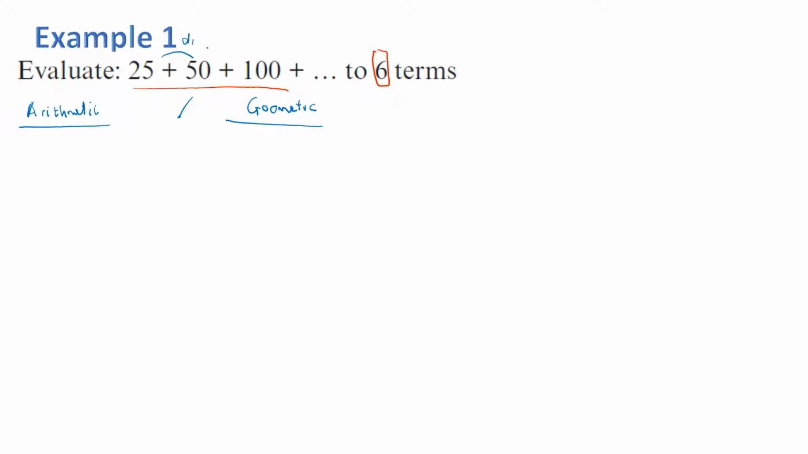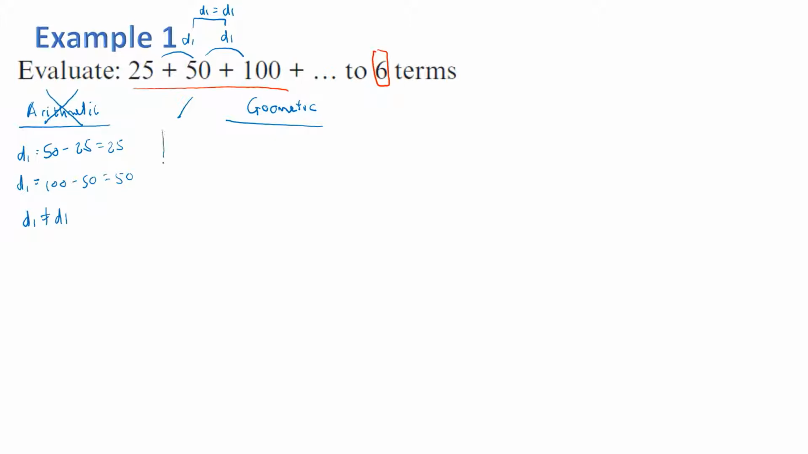So for arithmetic, we know that the distance here should be the same, right? These two distances, d1 equals d1. Well, already by inspection, you can see that this is not going to be true. For d1, I'm going to have 50 minus 25. That's going to be 25. And then for the other d1, we're going to have 100 minus 50. Well, this is 50. And clearly we can see that this is not the case. So we rule out this.